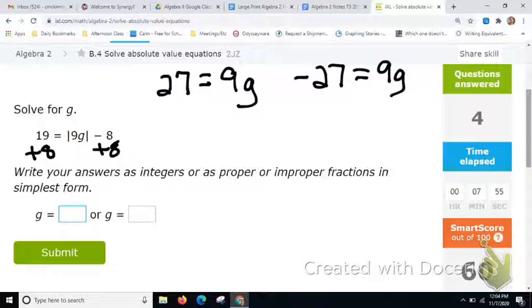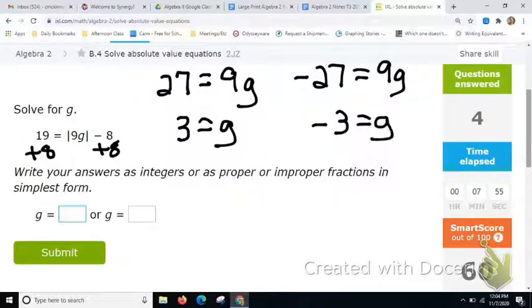Remember, I don't do positive and negative 19. I wait until the absolute values are by themselves. Then divide by 9, and I get 3. And then over here, when I divide by 9, I get negative 3. And once again, you can always check your solutions by plugging them in. 9 times 3 is 27. 27, absolute value is 27. 27 minus 8 is 19. So in this case, 3 and negative 3.